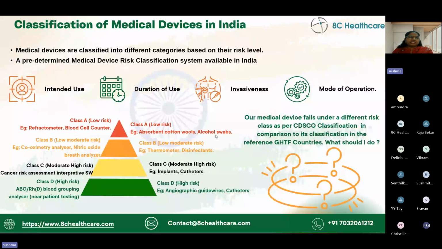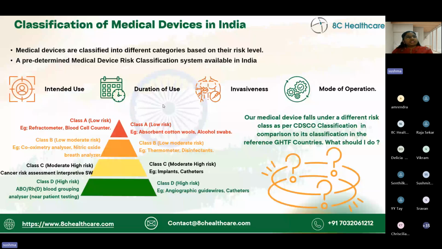By following the classification list provided by CDSCO and the Medical Device Rules, you should be able to classify your device based on these risk levels. Even after that, if you are still uncertain whether your product falls under low risk, low moderate risk, or moderate high risk, or if you have a device which has a different risk class in any of the GHTF countries compared to India, and you're not certain how to classify your device in India, you can certainly reach out to HC to assist you in the classification.